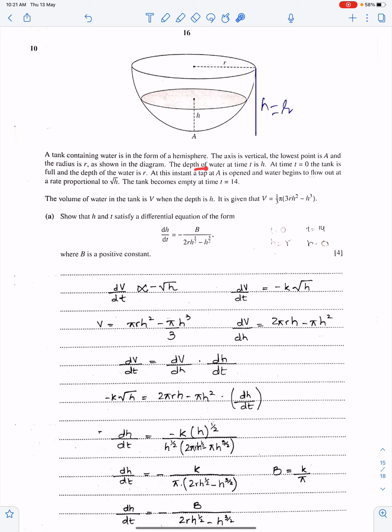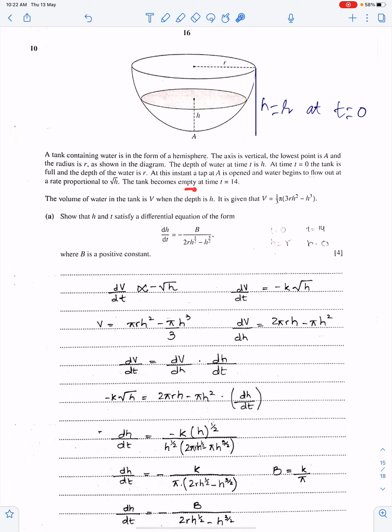Well, the depth of water at time t is h. At time t0, the tank is full, which means at time t0, the height is r. At this instant, a tap at A is opened and water begins to flow out at a rate proportional to under root h. So this is dV upon dt. And flow out means decreasing, the rate of decrease of volume.